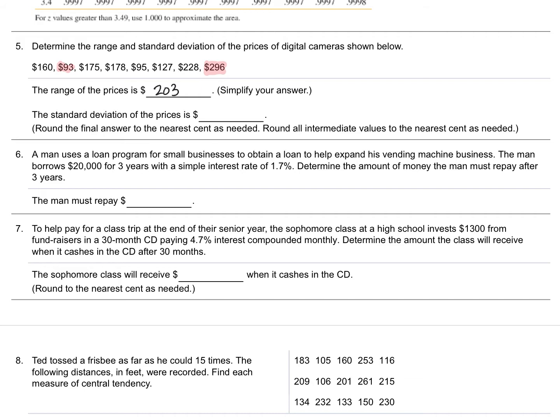To find the standard deviation, you can use your formula, but again, you have access to a calculator that will do this for you. So you want to use the meta calculator link that I gave you, and you type in your 8 digital camera values, and then it'll give you the standard deviation so that you don't have to do it all by hand. So the standard deviation, rounded to the nearest cent, is $68.48. So make sure you familiarize yourself with the calculators because they will do this for you.